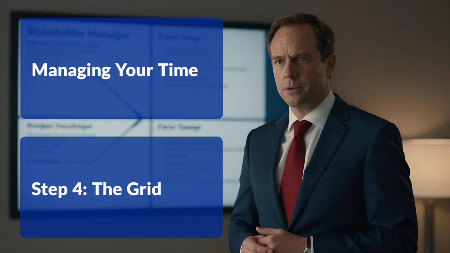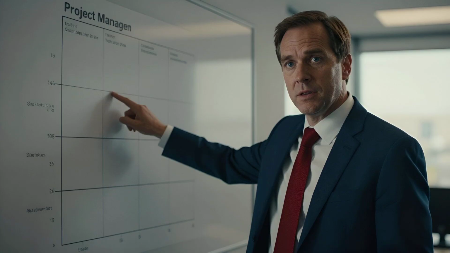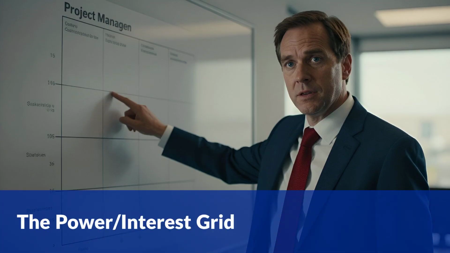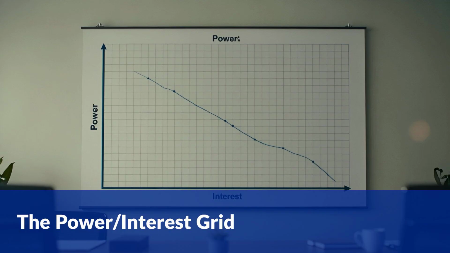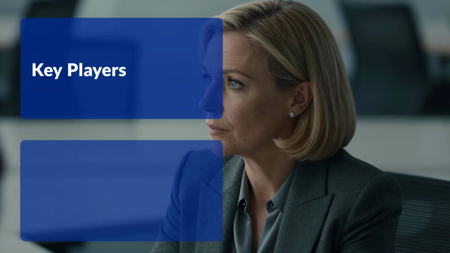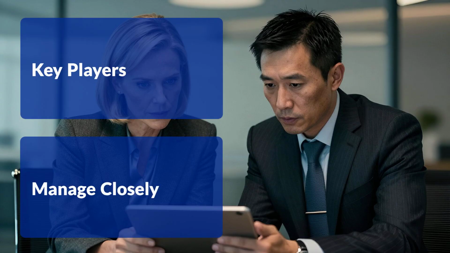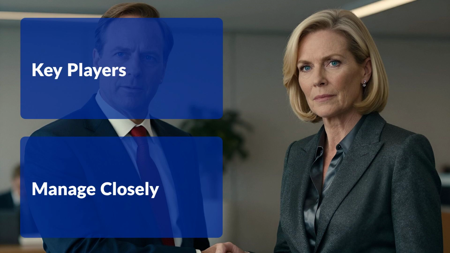Step 4. The Power Interest Grid. We take all that information and put it onto a visual tool called the Power Interest Grid. Imagine a graph with 4 quadrants representing power and interest. In the top right corner, you have your key players. These are people with high power and high interest. You must manage them closely as your biggest supporters.